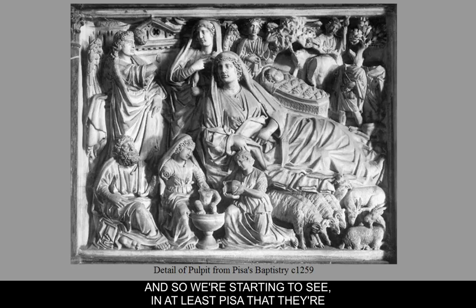And so we're starting to see in at least Pisa that they're returning a little bit to the old Roman way of carving things that's very naturalistic. The drapery is not necessarily completely wet drapery, but it still shows the form underneath. And it looks like a classical sculpture. Even the faces are less Byzantine in nature. They look a little bit more like old Greco-Roman sculptures that we've studied earlier in this class.